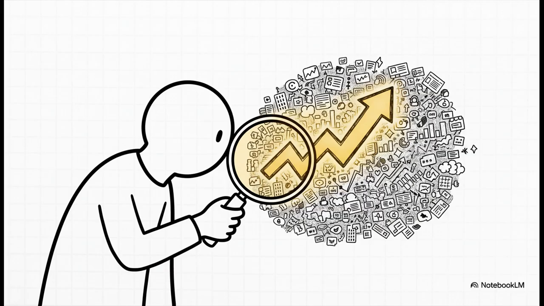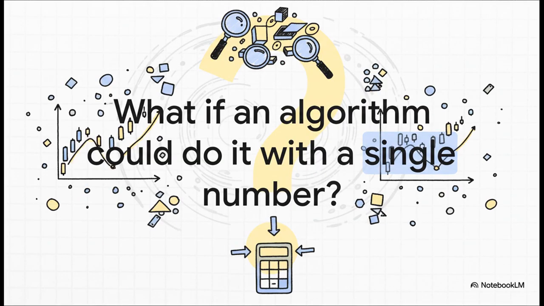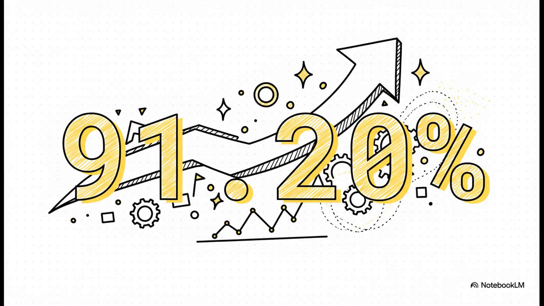It's a mix of hard work, a little bit of intuition, and let's be honest, sometimes just pure luck. But what if you could take all the guesswork, all the emotion out of the equation? What if a system could just chew through all that data and spit out one single objective number? Take a look at this, 91.20%.